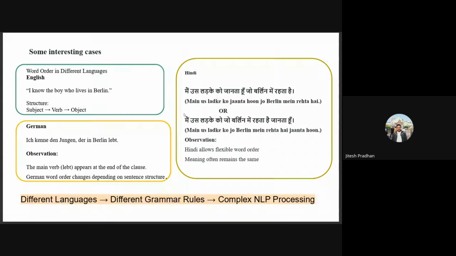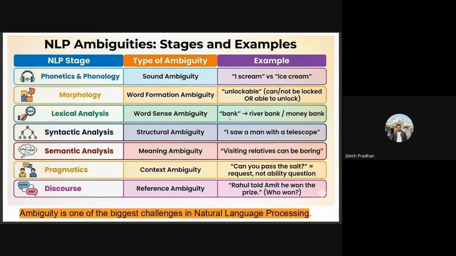A generalized NLP model means we are talking about a general AI based NLP system, which is not narrow. Okay, general AI based means it can handle multiple tasks at the same time in different languages. So that's why, because the grammar rules are very different in different languages, and their order may also change, working in NLP is very difficult. Okay, now let's talk about NLP ambiguity, its stages, with some examples.